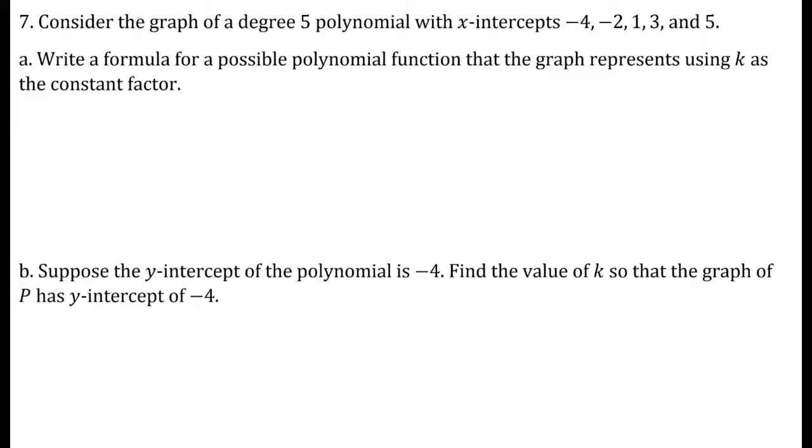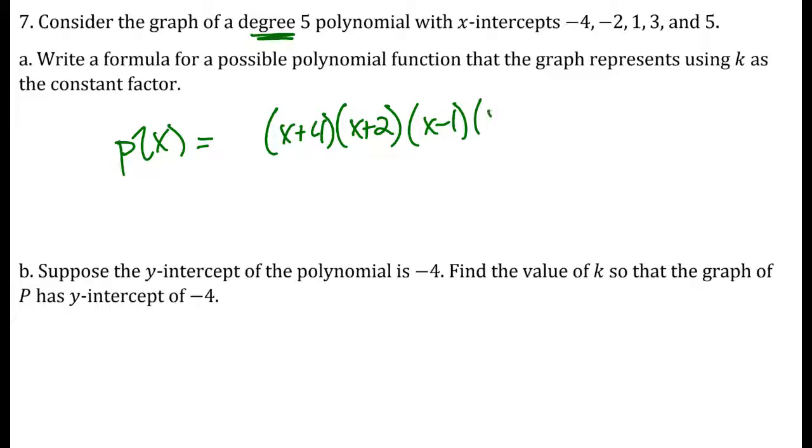Steps. Write a formula for a possible polynomial function that the graph represents using k as the constant factor. So this is using the factor zero theorem. If those are my x-intercepts, what are my factors? Well, my polynomial, I'll call it p of x, could be x plus 4, it's degree 5, and I have 5 x-intercepts, so they're all multiplicity 1, x plus 2, x minus 1, x minus 3 times x minus 5.